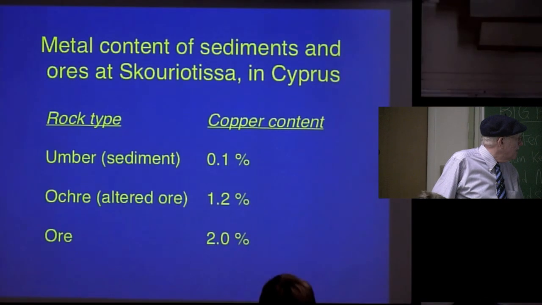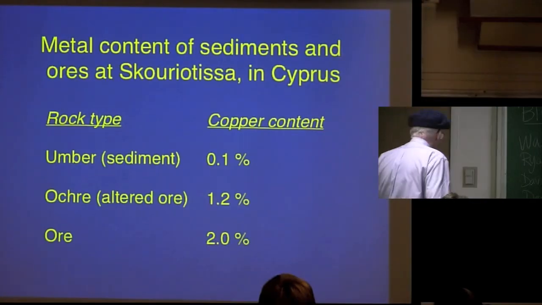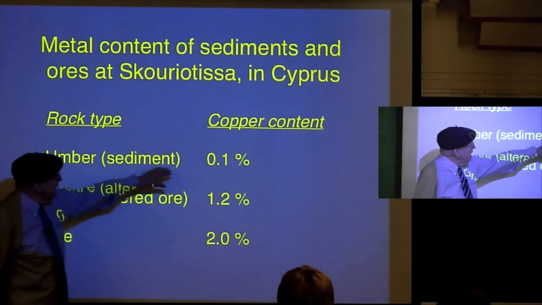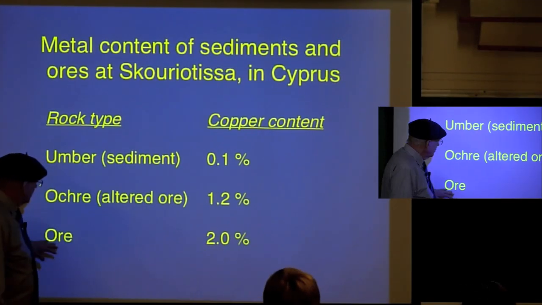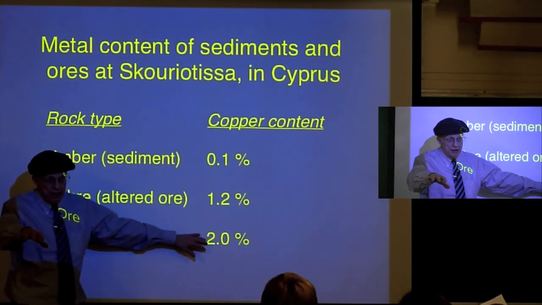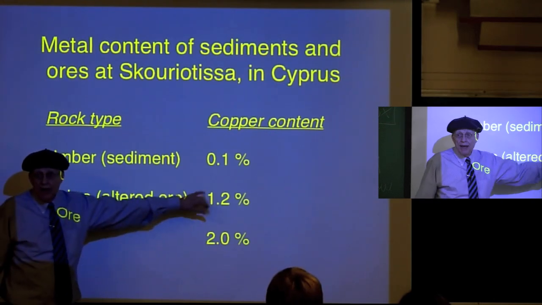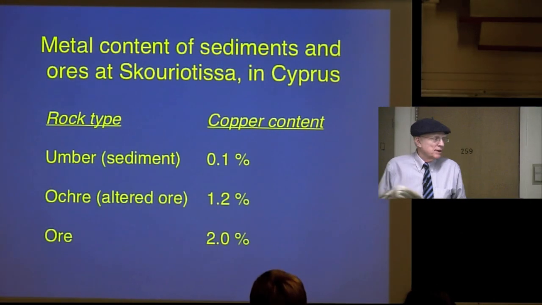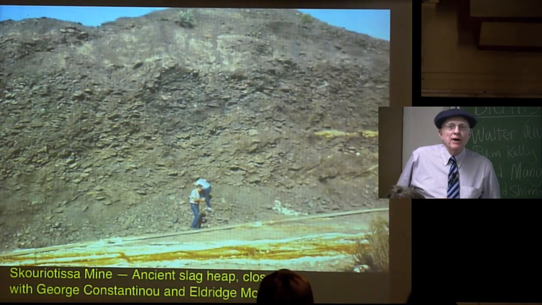And ochre is rich in copper. So here, just to show you the copper contents. These are the sediments. They don't have very much copper in them, 0.1%. Then there's a real rich ore here, which is 2% copper. That's what those guys were following underground in the Bronze Age. And then there's the ochres, which are slightly altered. They have a little over 1% of copper in them, and that's what's being mined now. Okay, so this was the source of Bronze Age copper.